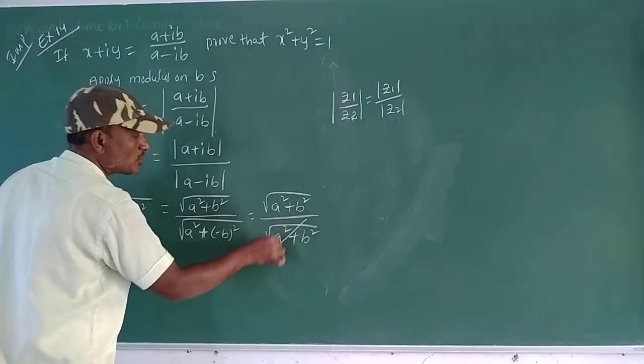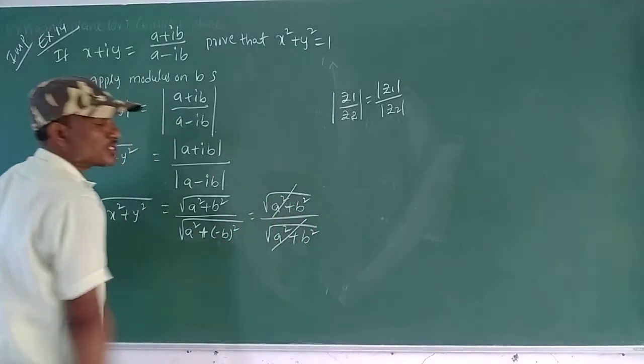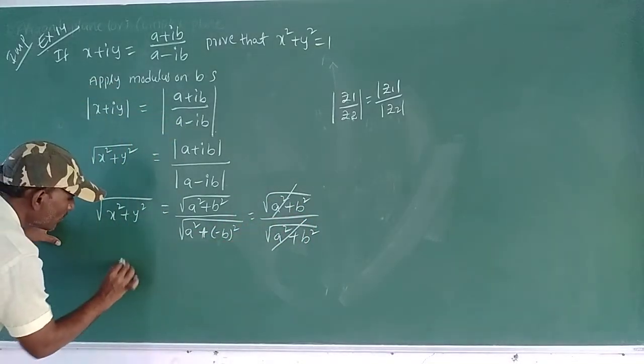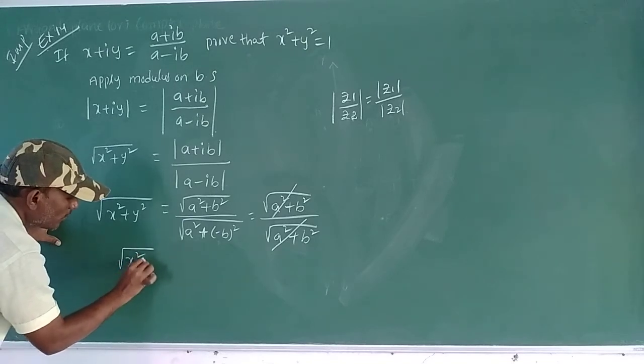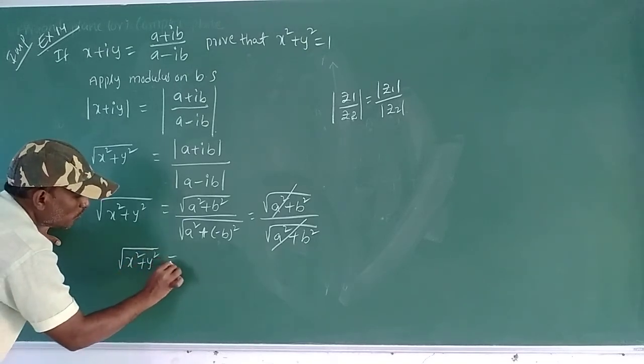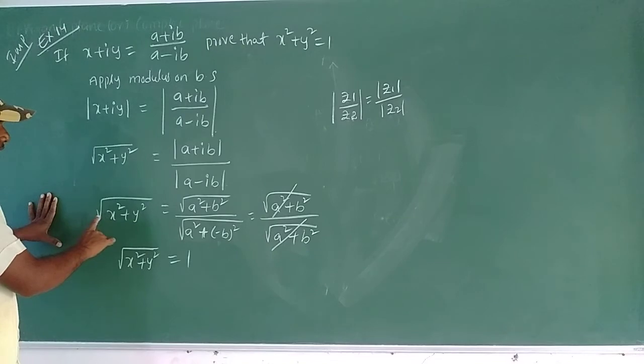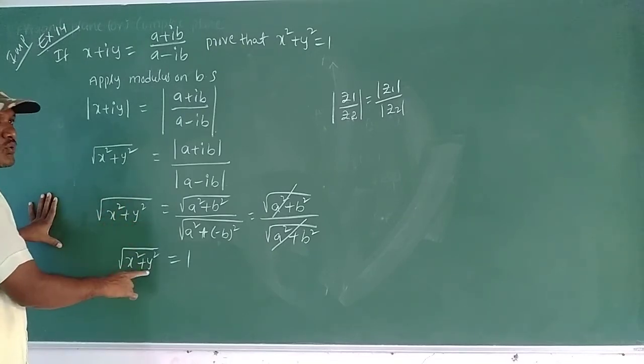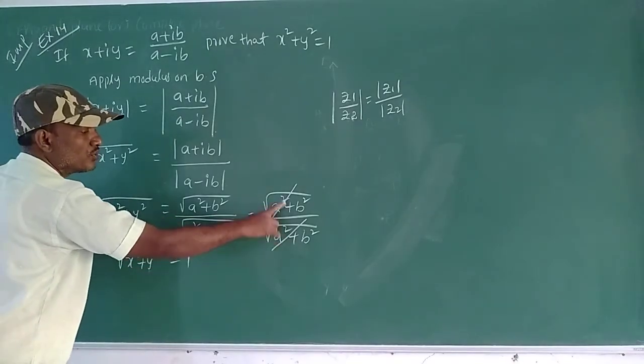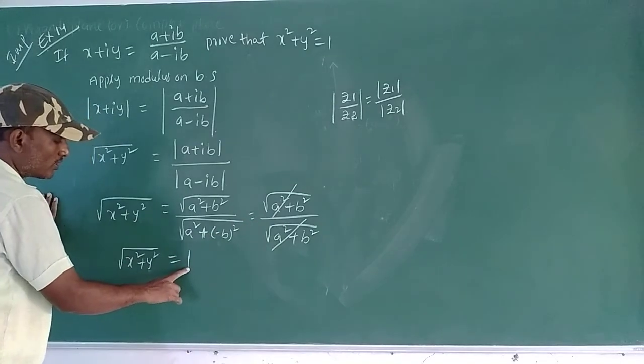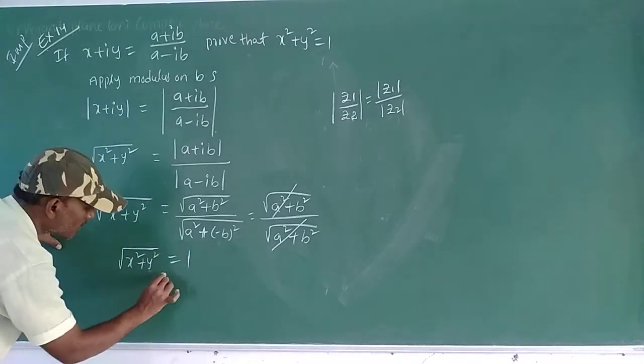Under root of a square plus b square and under root of a square plus b square get cancelled. Remaining: square root of x square plus y square equals 1. This cancels, remaining 1. Squaring on both sides.